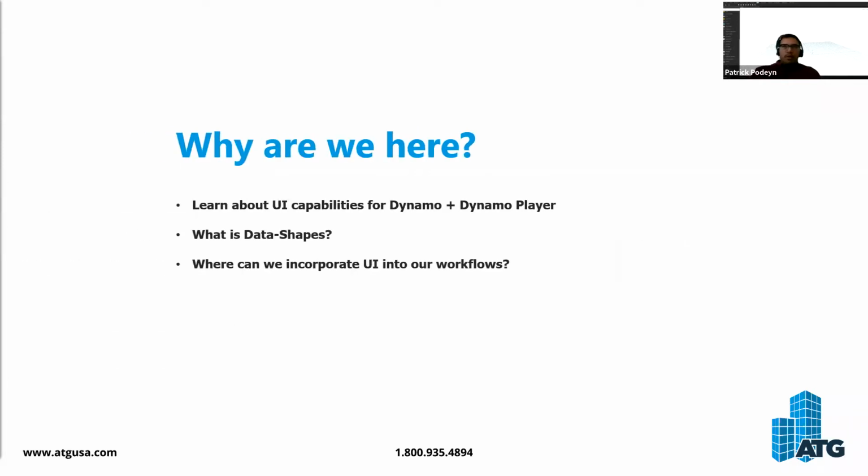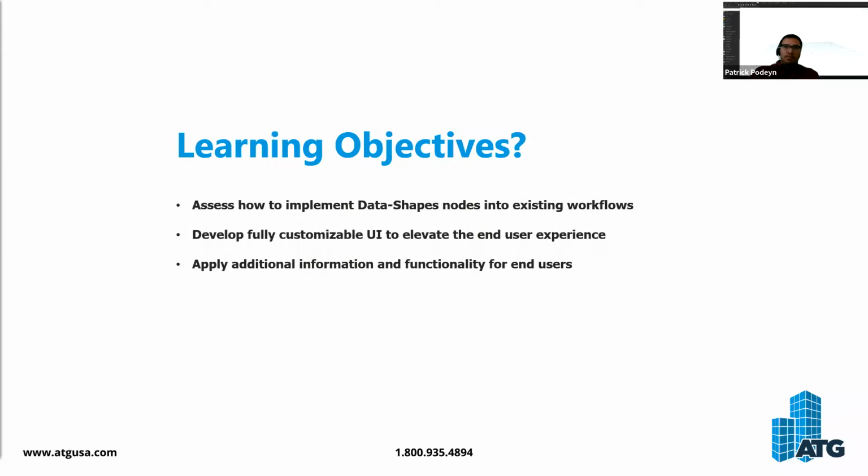So kind of why are we here? We're here to learn about the UI capabilities for Dynamo and the Dynamo Player. As we remember, the Dynamo Player came out roughly in Revit 2018.1.3.4, roughly around that time frame. When that came out, shortly after, a custom package called Data Shapes came out. We're going to learn what it is, and then we're also going to look at how we can incorporate these UI interfaces into our workflows.